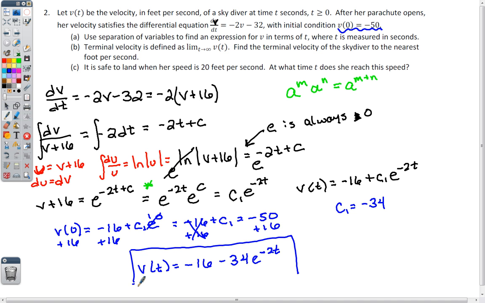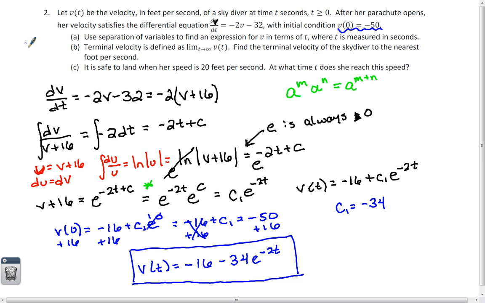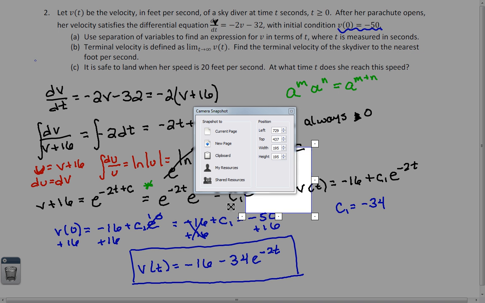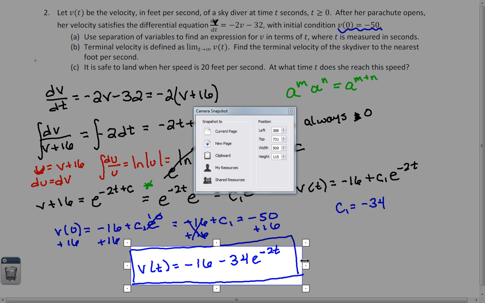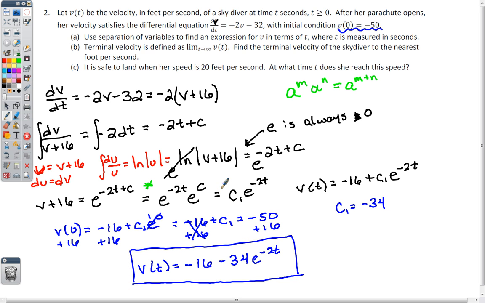All that work for one teeny tiny equation. Seems like too much work, doesn't it? Okay. Now I'm going to take a photograph of that answer because I have a funny feeling we're going to need it not too long from now. Apparently I didn't write too straight. Alright, so that's part A.